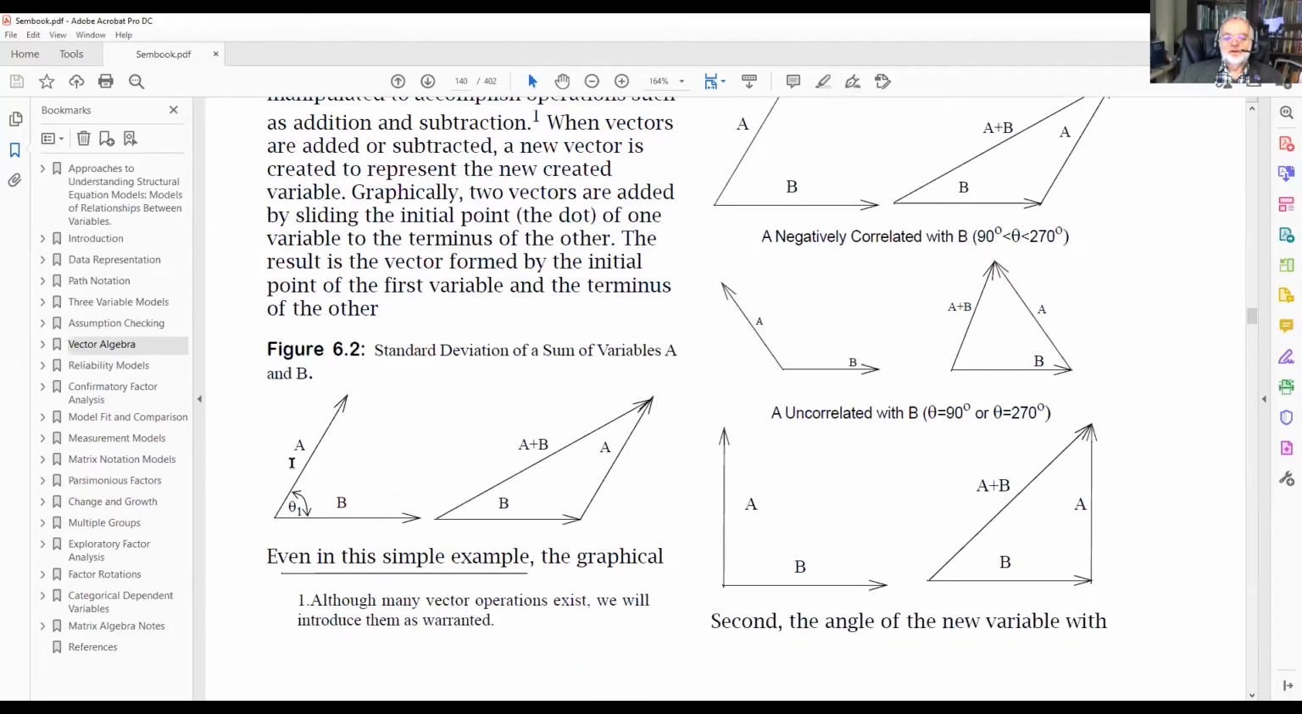So here's what it looks like in a picture form. Here's variable B, and here's variable A, and here's the angle between them. If I want to figure out what the standard deviation is of the sum of these two variables, I'm going to take my variable A and slide it over until it touches the end of that vector, as shown in this picture. And the length of this vector that starts where B started is the standard deviation of the sum of those two variables.